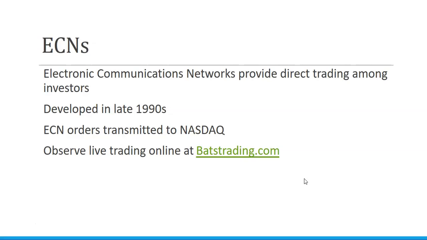Then we have ECNs, or electronic communications networks. They provide direct trading among investors. They became popular in the late 1990s. ECN orders are transmitted to NASDAQ. They're all electronic orders. This is more like stock trading as we currently observe it. It's more common to do an electronic trade now than it is to call down to the floor of the New York Stock Exchange and do physical trading. You can observe online trading if you go to this website.